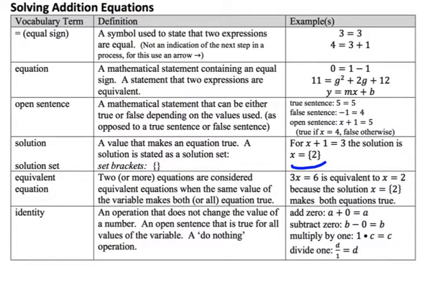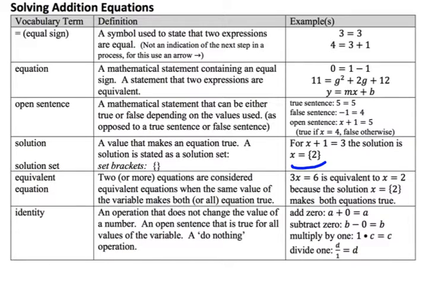Equivalent equation. Two or more equations are considered equivalent equations if the same value of the variable makes both or all equations true. For example, 3x equals 6 is equivalent to x equals 2 because the solution x equals 2 makes both equations true.